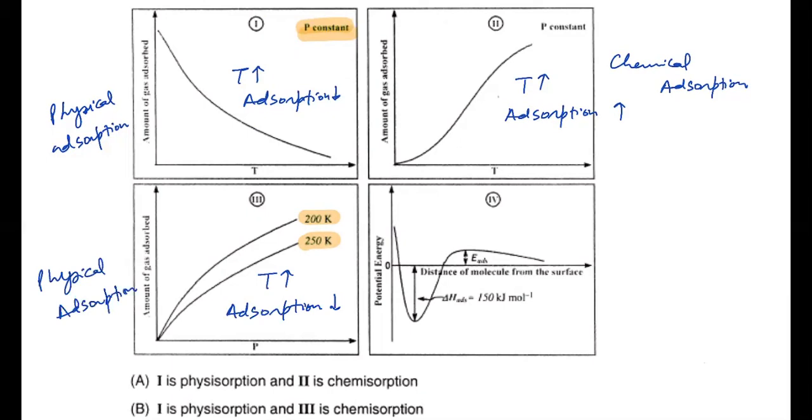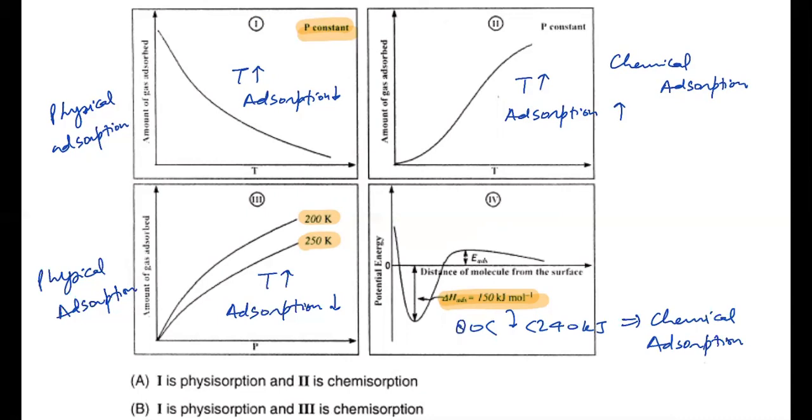And the fourth option is given potential energy versus distance plot, and you can see that the enthalpy of adsorption is 150 kilojoule per mole, which is in between 80 and 240 kilojoule per mole, which implies chemical adsorption. Because in case of physical adsorption, this value is too low and it ranges from 20 to 40 kilojoule per mole, but here it is 80 to 240 kilojoule per mole. That means it is chemical adsorption.